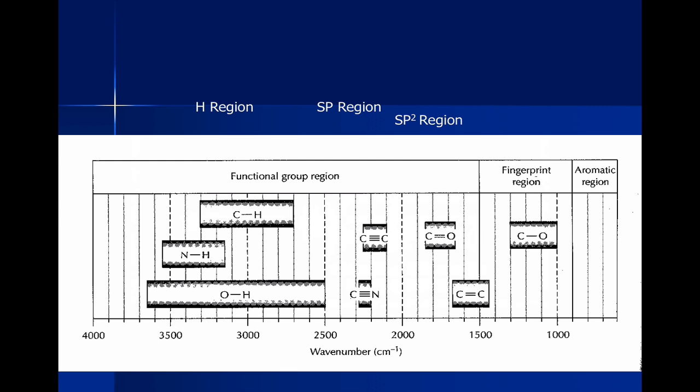You see a functional group region, you see a fingerprint region, and you see an aromatic region. I told you that for the purposes of this class, all we're interested in is the functional group region. So when I give you an IR spectrum, where are you going to start? Where are you going to draw a line and say, I'm going to pay attention to this, and the rest of it I'm going to ignore?